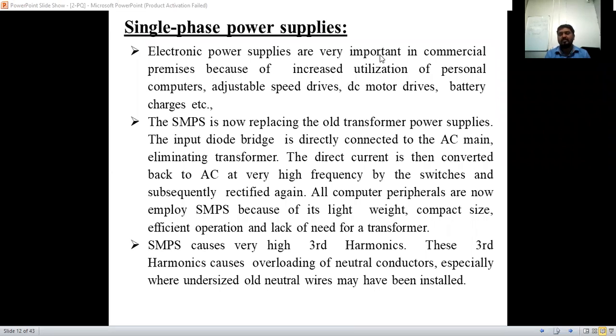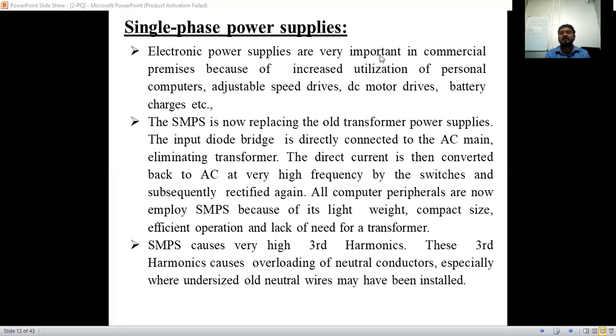Some few years back we were using them. Now if you open a computer, nobody is using single phase transformers over there. They use the simplified power supply units, called SMPS, switched mode power supply. Now all the transformers are replaced here.